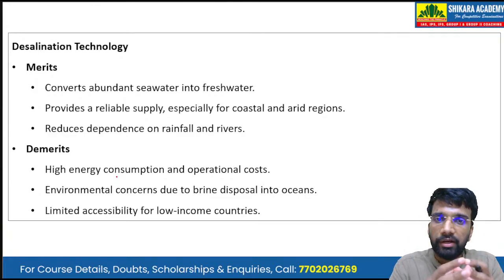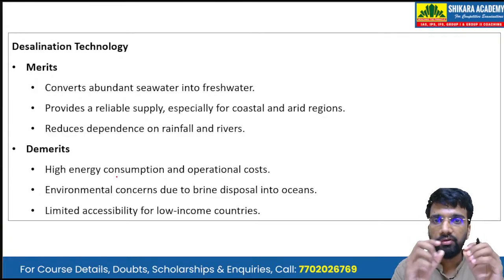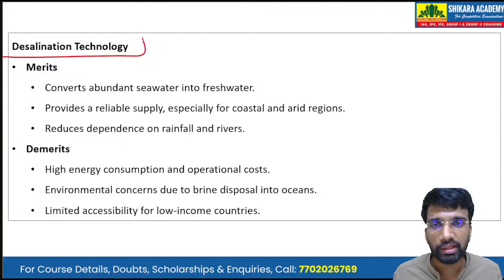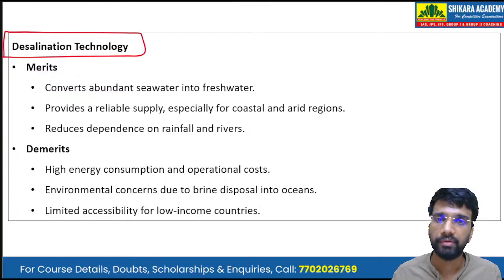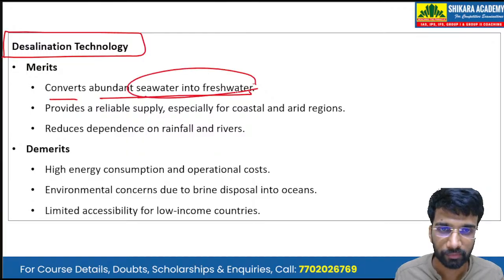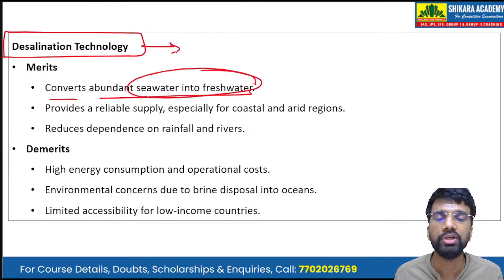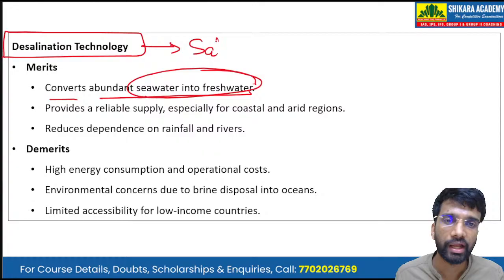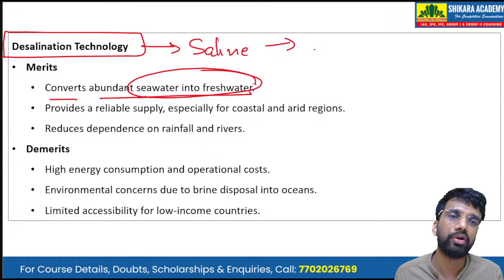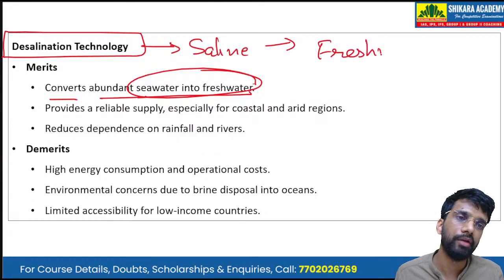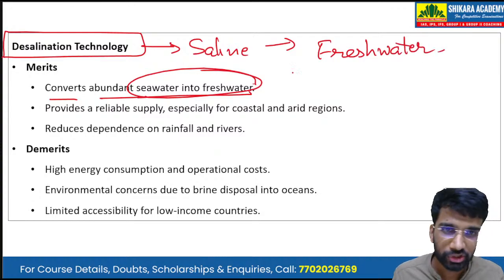Then we write about three different alternative technologies. The first technology is the desalination technology. Its merits are that it converts the abundant seawater into fresh water. Desalination technology involves converting the saline water into fresh water, and we know that the oceans or the seas contain a huge amount.